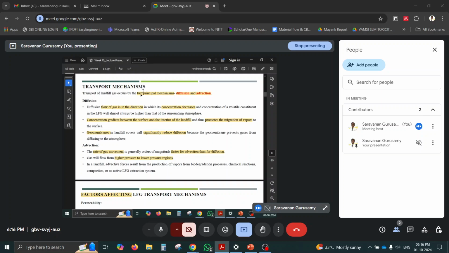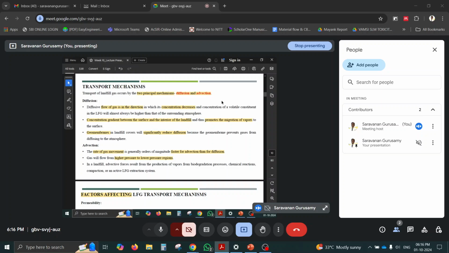Then the transport mechanism. First is landfill gas generation. Second one is landfill gas transportation. The transport of landfill gas can be covered by diffusion and advection. These are the two principles: diffusion and advection. Diffusion is the movement of gas in the direction in which concentration decreases. Whenever there is movement of gas from high concentration to low concentration, that is called diffusion.